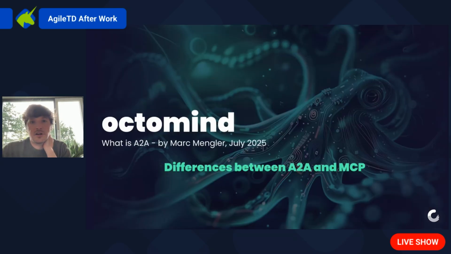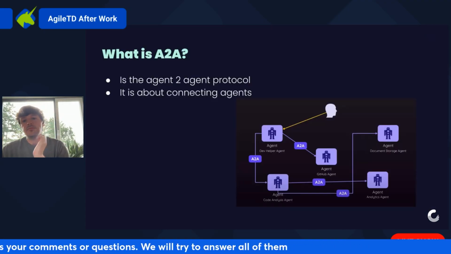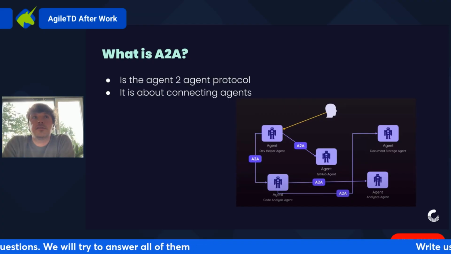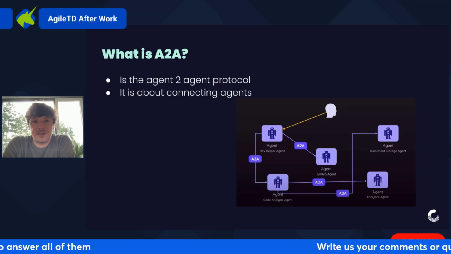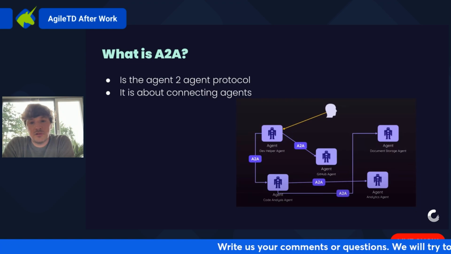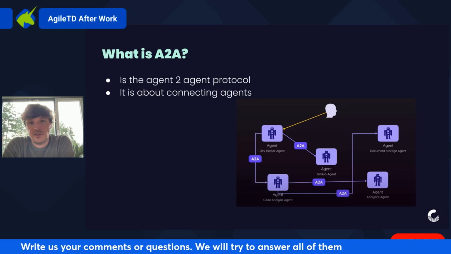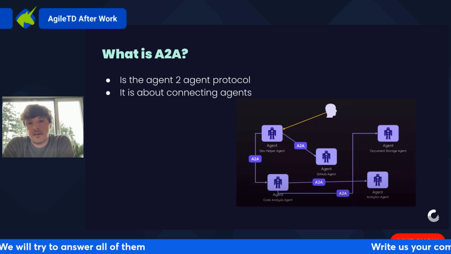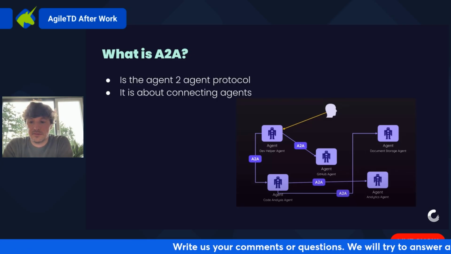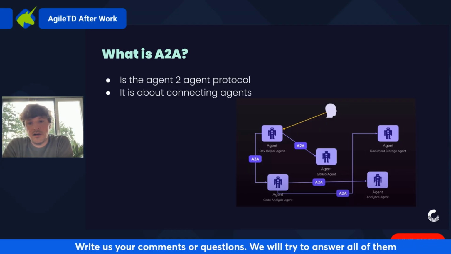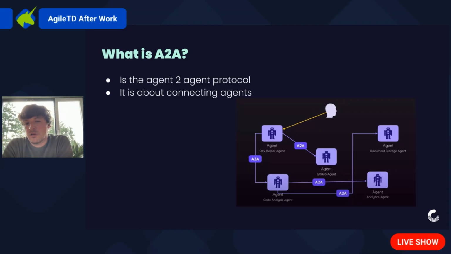And so let's talk about A2A. It's similar but different to MCP. It's the Google proposal for direct agent-to-agent communication and connecting agents. And similar to how RESTful APIs and GraphQL are used, they are both competing, but also complementary in a way.